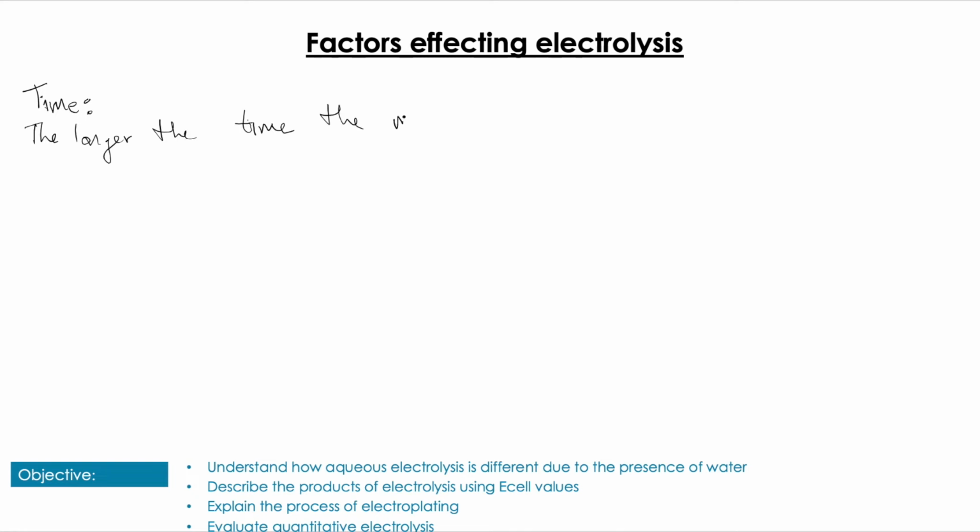So let's have a look at time. Looking at the equation, this might be obvious: the longer the time, the more products are formed. We've got Q equals IT. If we increase the value of T, then we're going to increase the value of Q.